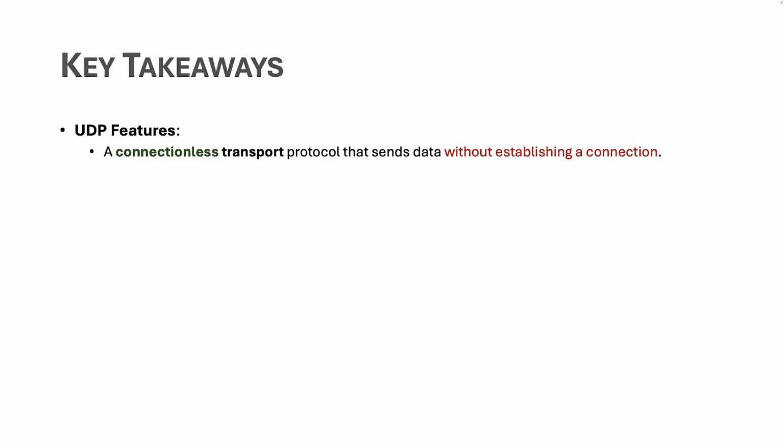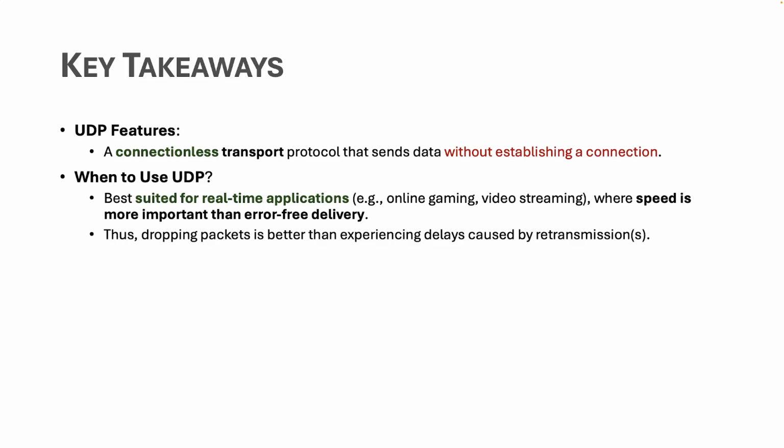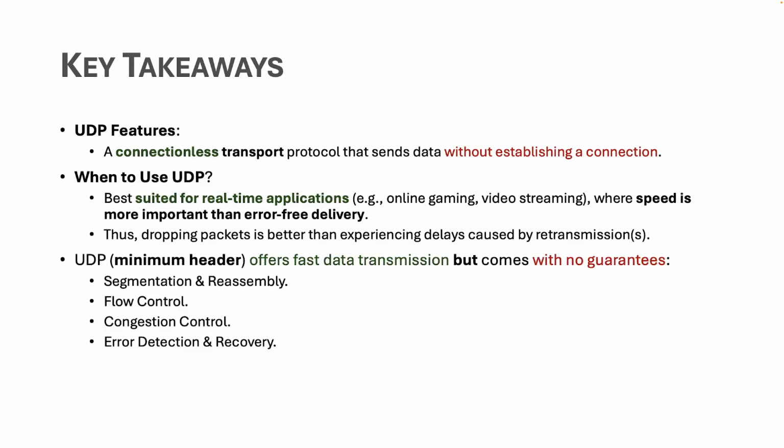To summarize, UDP is a connectionless transport protocol, meaning messages are transmitted without establishing a connection beforehand, and that UDP does not keep track of what it has sent. It is best suited for real-time applications such as voice or video streaming or online gaming, where speed is more important than error-free delivery, and thus dropping packets is better than experiencing delays caused by retransmissions. UDP is considered to be a lightweight protocol as it comes with a minimum header, and it offers fast data transmission.